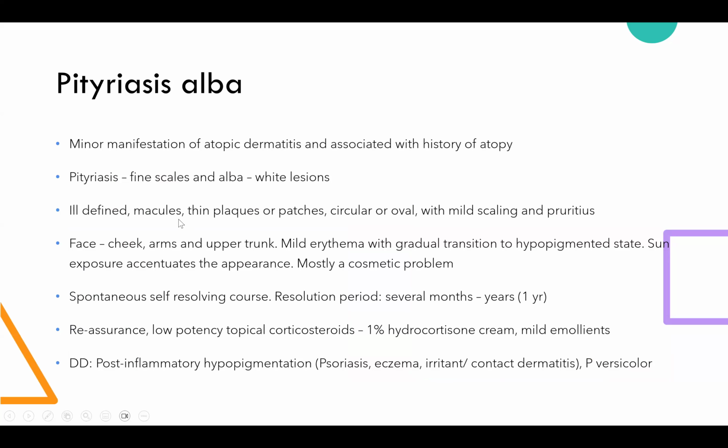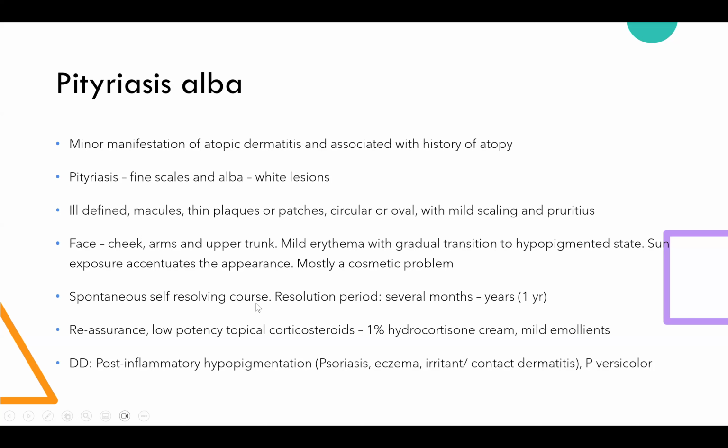They are ill-defined macules with thin plaques or patches, circular or oval with mild scaling and pruritus. It usually presents on the face, cheeks, arms and upper trunk. It is mostly a cosmetic problem and usually has a self-resolving course.